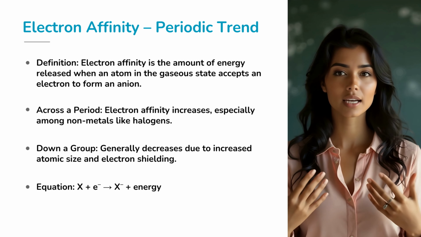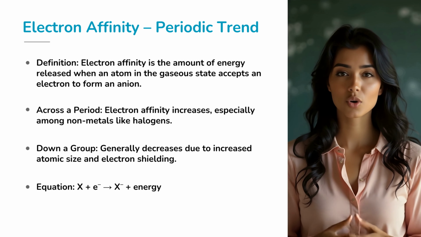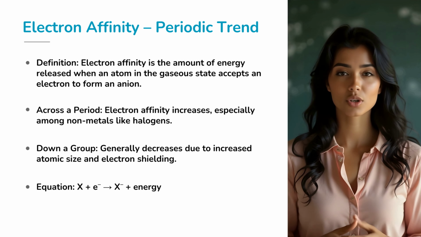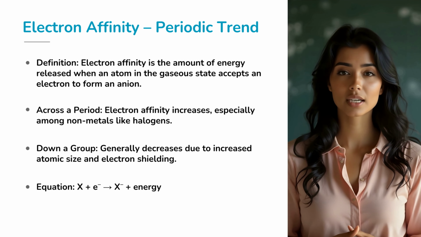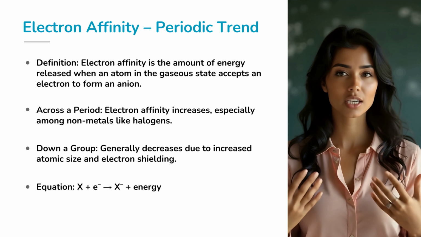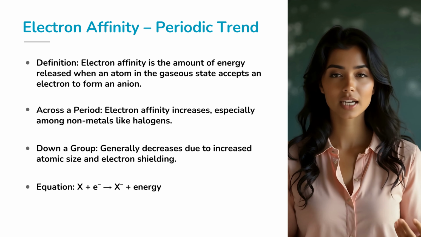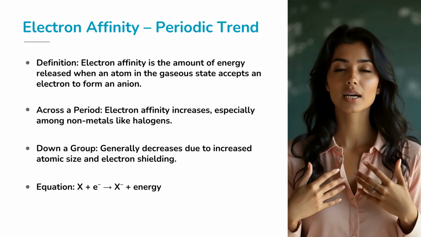Across a period, electron affinity generally increases, especially among nonmetals, because they want to complete their octet. Down a group, electron affinity decreases because the added electron enters a shell farther from the nucleus, so less energy is released. Equation: X plus e- gives X- plus energy.